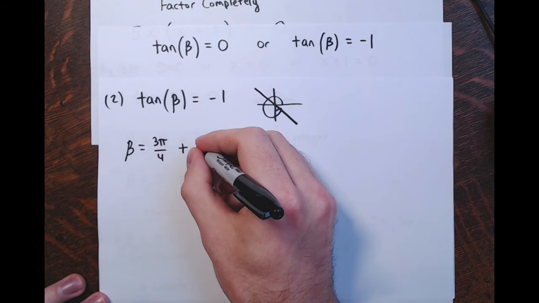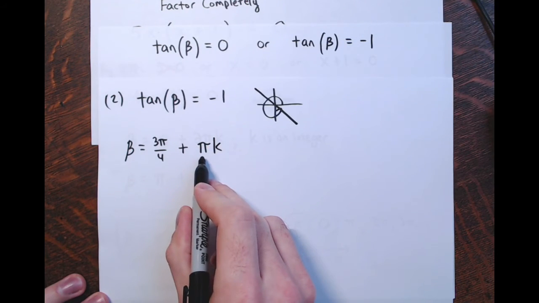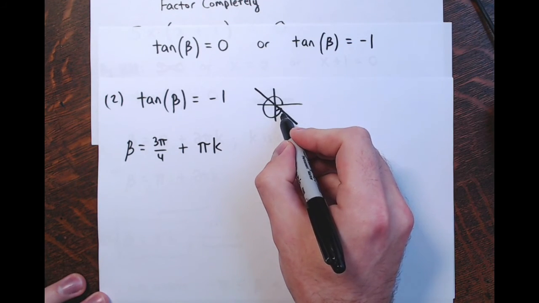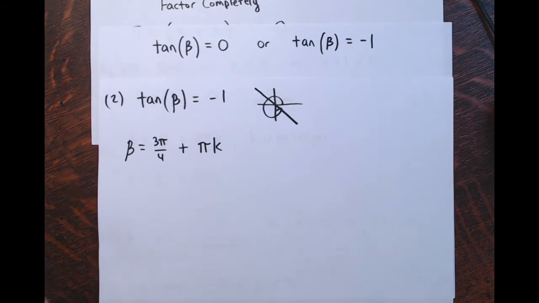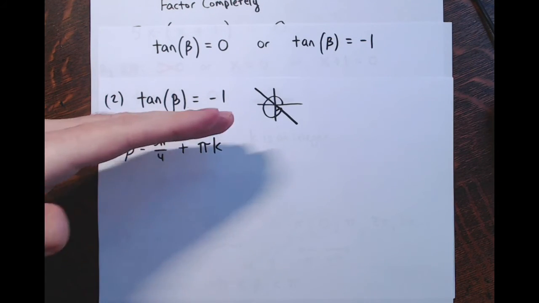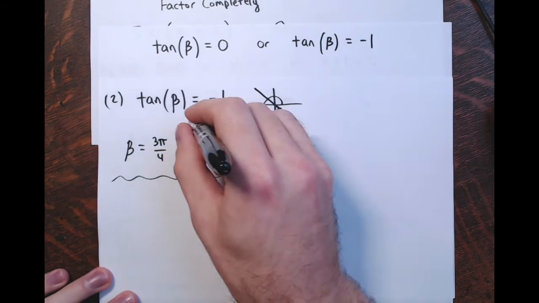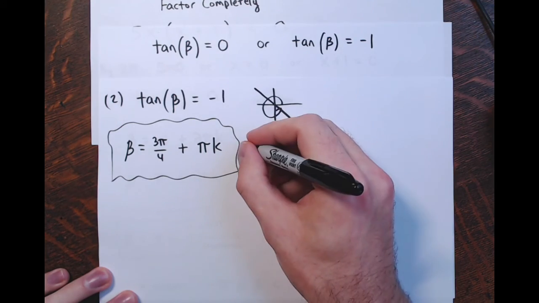So I'm just going to write plus pi k here, right? Just because the period of tangent is pi. All right, so 3 pi over 4 and then plus pi would be 7 pi over 4. That also has a tangent of negative 1, then plus pi again, minus pi, whatever. Just adding and subtracting multiples of pi would give me another angle with a tangent of negative 1. So here's a description of all the solutions to that equation. And then I'll list some.